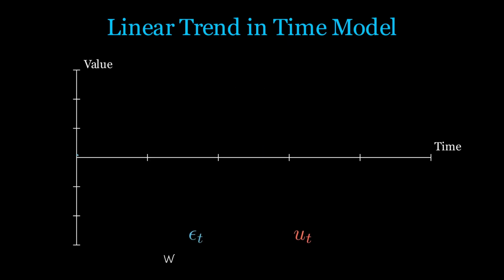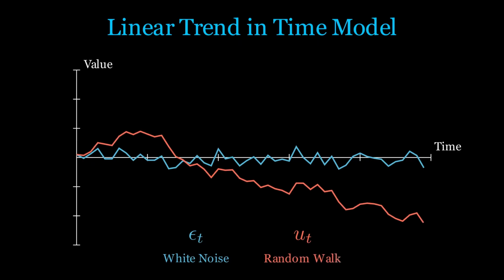When we plot the terms, the error term epsilon t in the linear model is white noise. It is bounded and stable. But u t is the partial sum of white noise terms and follows a random walk. This accumulation is what makes it non-stationary.